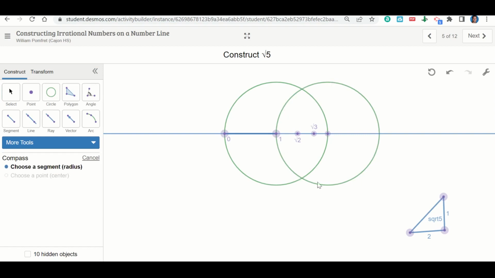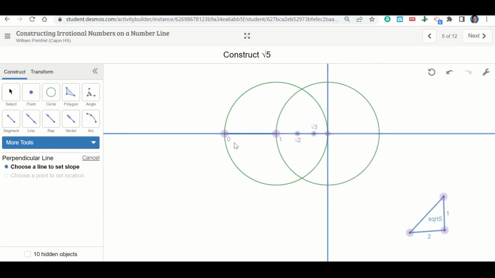So now, once I draw my perpendicular line, it should have an exact length of 1. So I'm going to go to More Tools, Perpendicular Line. I want it to be perpendicular to the number line here, and I want it to pass through 2, right there.